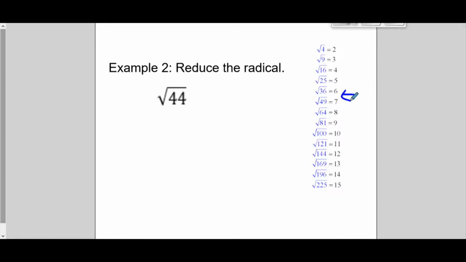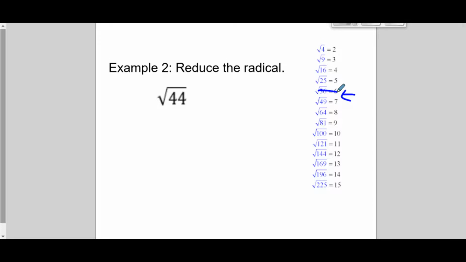So I'll just start with the one that's exactly lower than that, because obviously 49 would be larger than 44. So I'm going to start with 36. 36 goes into 44, but not evenly, so I'm not going to choose that one.